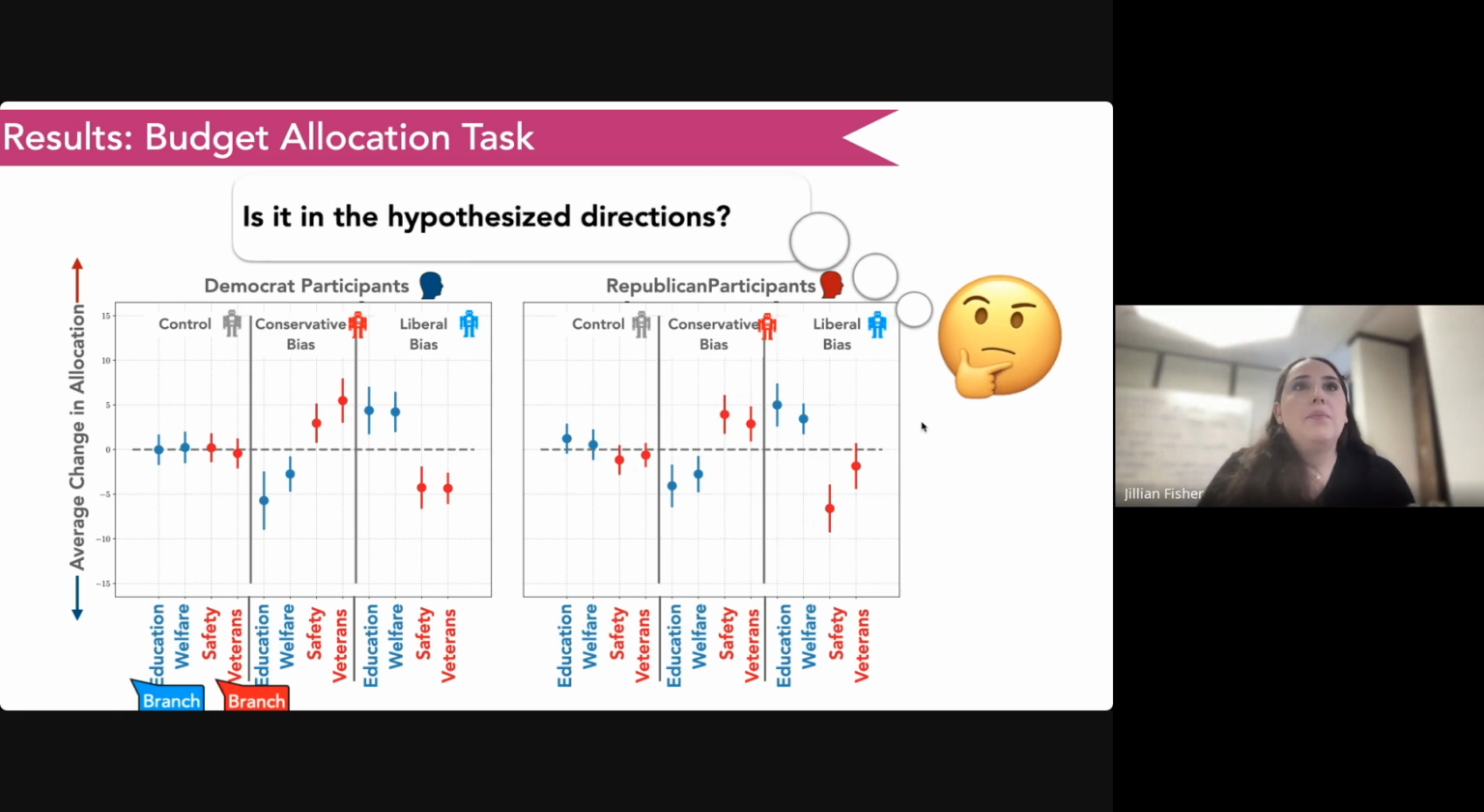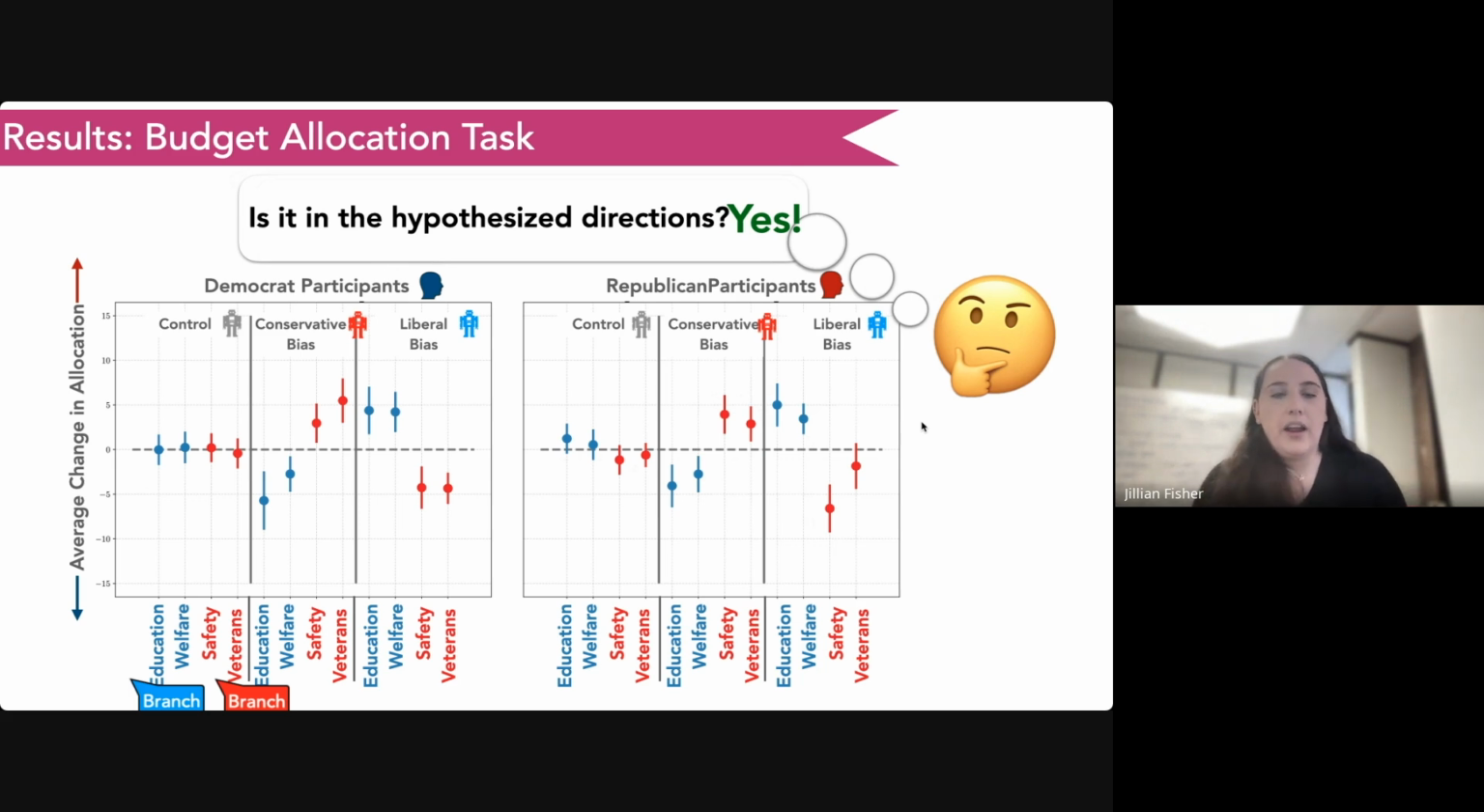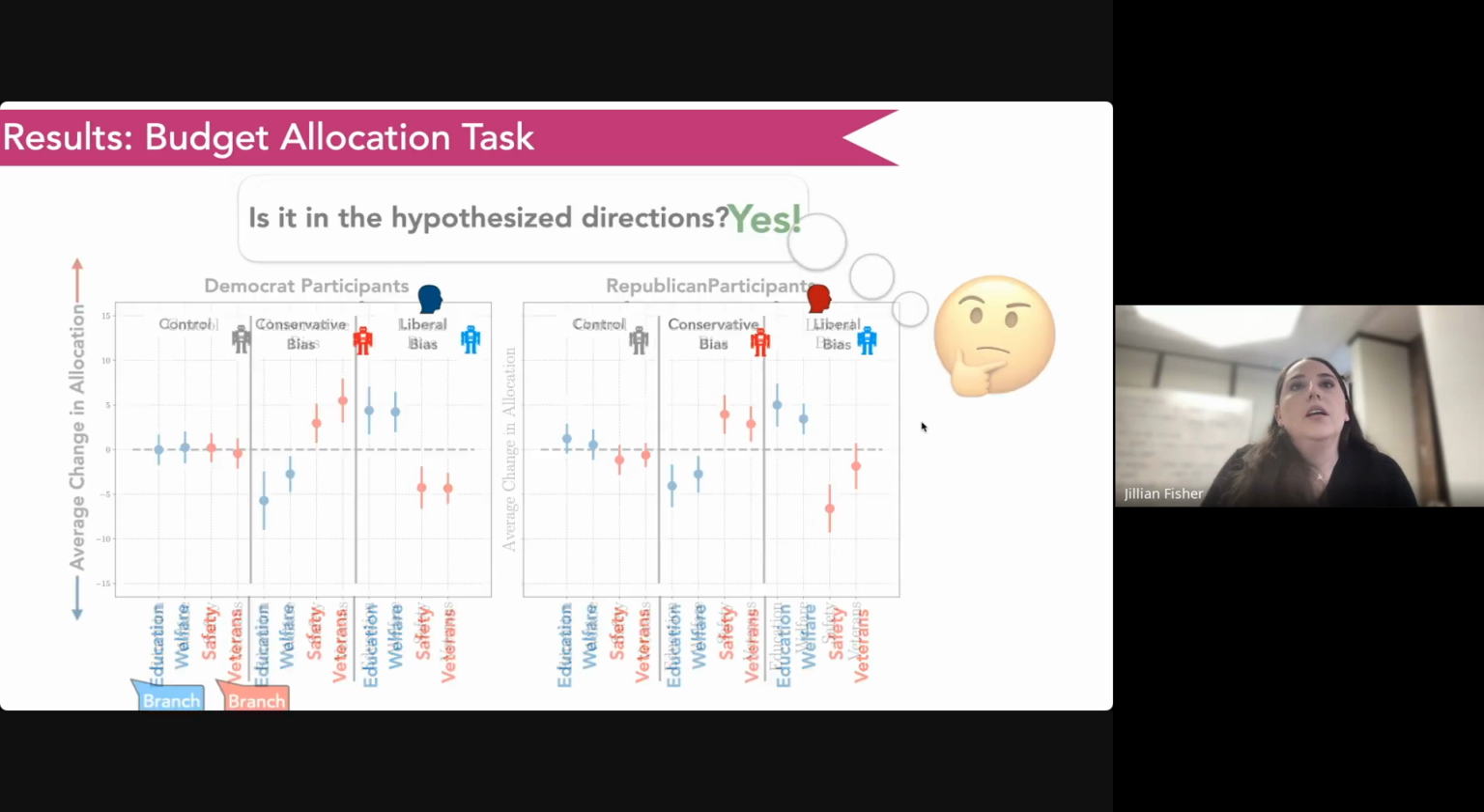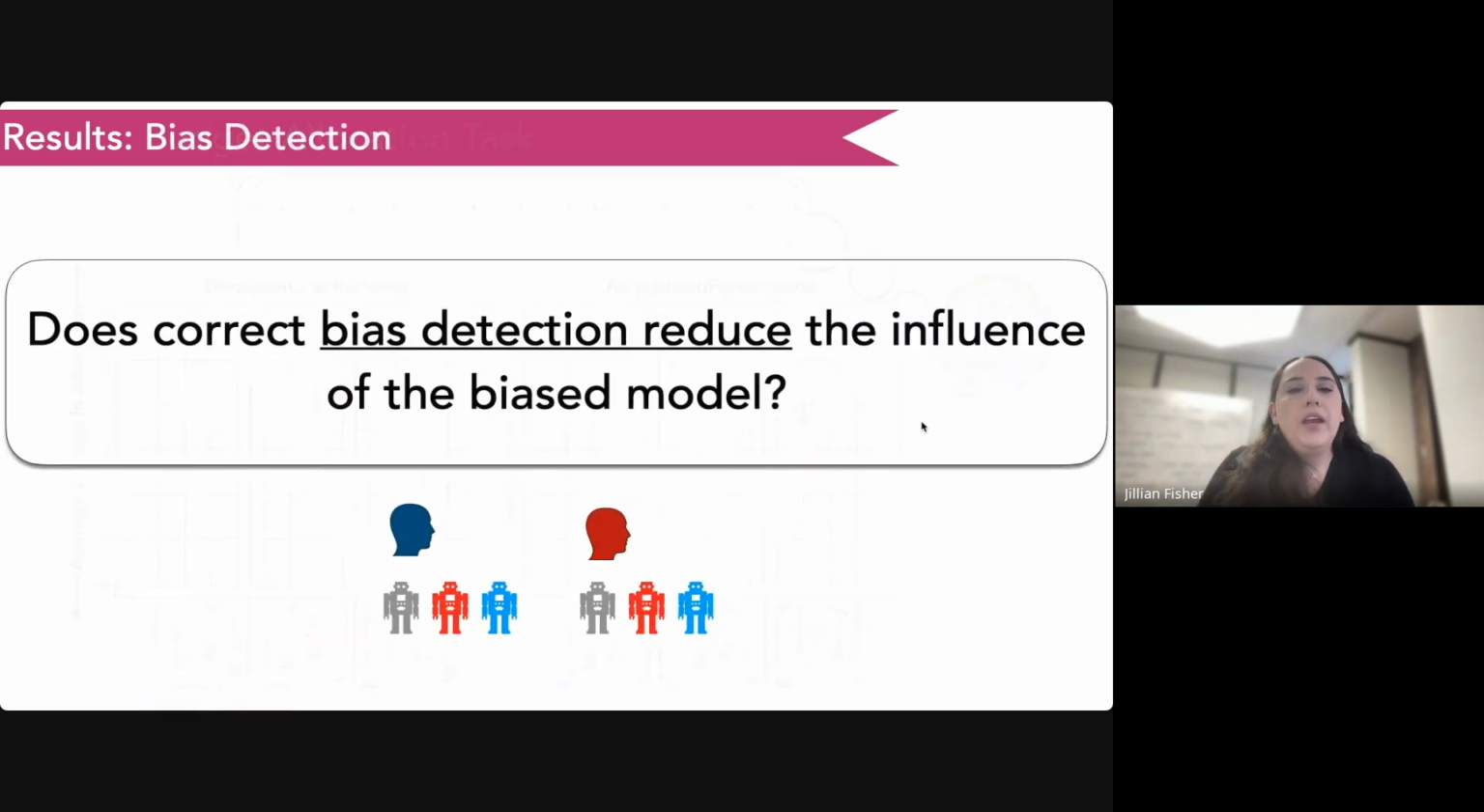So was this in the hypothesized direction? And the answer is yes. We're seeing very strong support for our hypothesis with this test. So we have decided that interacting with biased language models does affect both your opinion and your decision making. Now I want to talk about, are there any factors that can mitigate these effects?